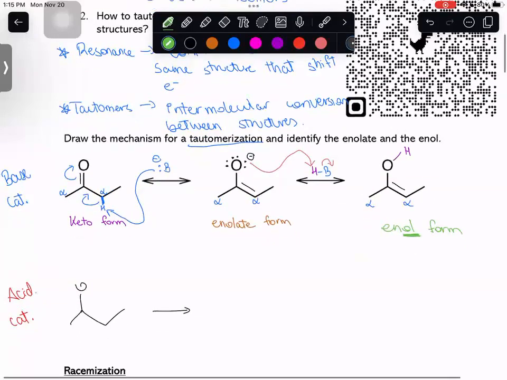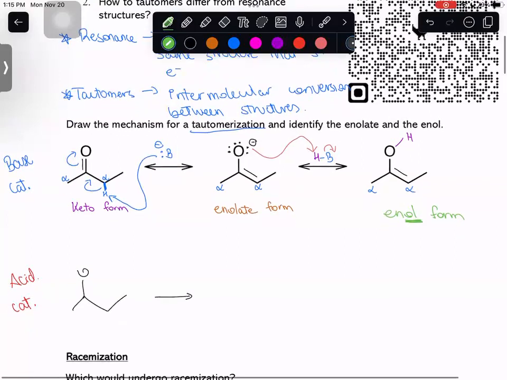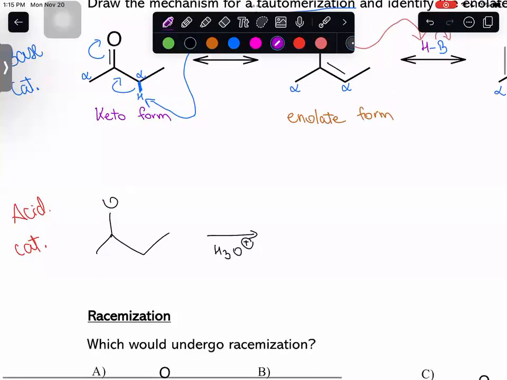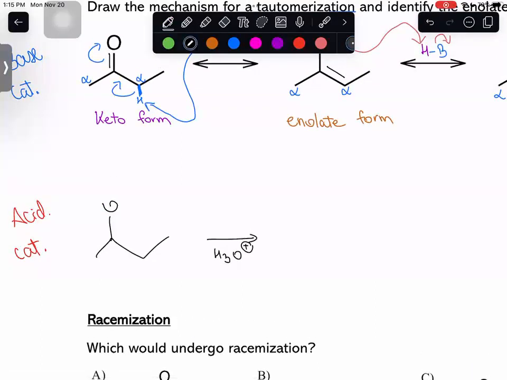So far, questions? We're good? It makes sense? Okay. Now, let's see what happens if we use an acid instead. So let's just use H3 plus. Why not? And we're going to be starting with a ketone as well, which we know is just the keto form. I have my alpha positions.